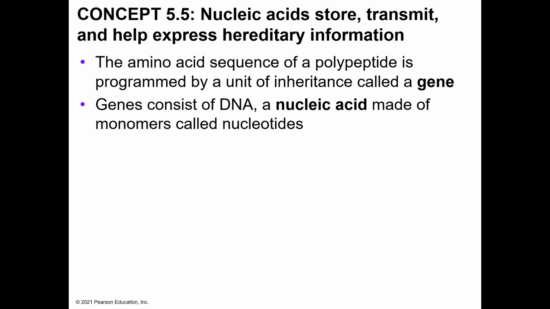The amino acid sequence of a polypeptide is programmed by a unit of inheritance called a gene. And genes are made of DNA. DNA is a nucleic acid made up of monomers called nucleotides.